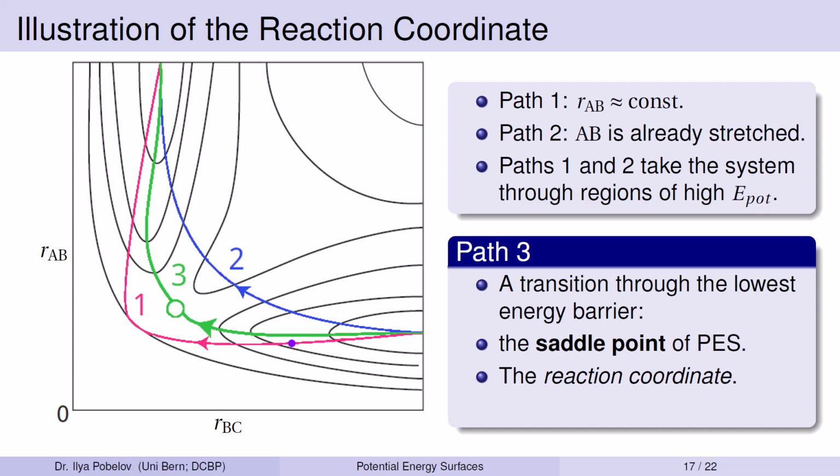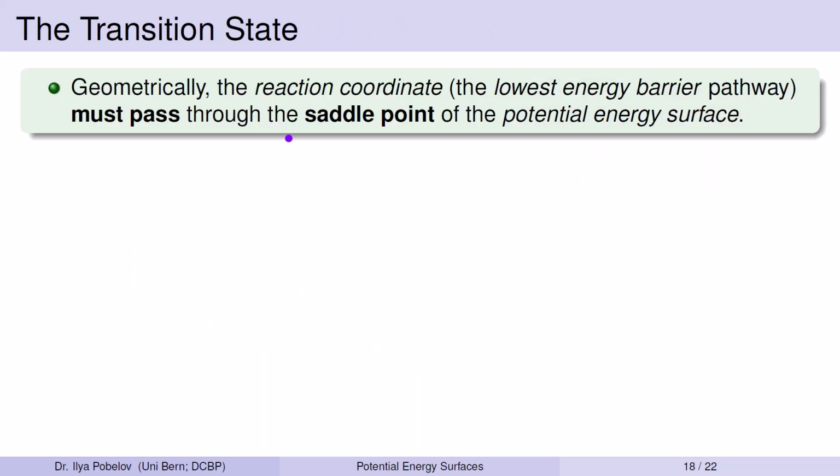This path involves the smallest increase in potential energy and corresponds to the reaction coordinate. It leads from the reactant valley, AB plus C, over the saddle point, the mountain pass, to the product valley, A plus BC, and represents the most probable pathway. As you have seen in the previous example, purely geometrically, the reaction coordinate, the pathway with the lowest energy barrier, must pass through the saddle point of the potential energy surface.